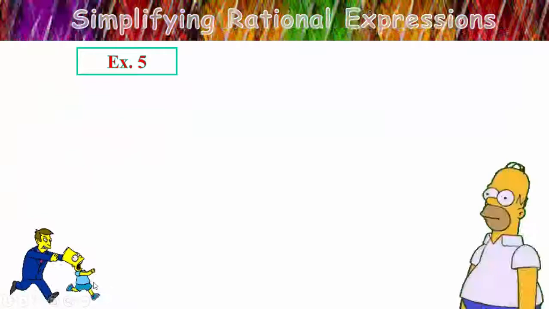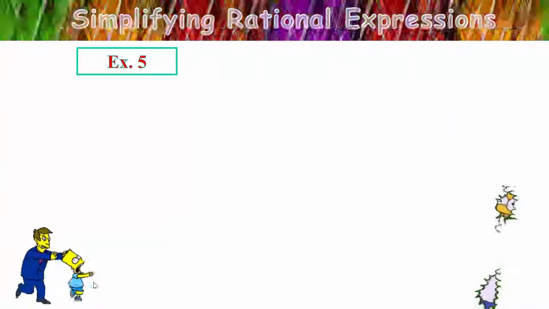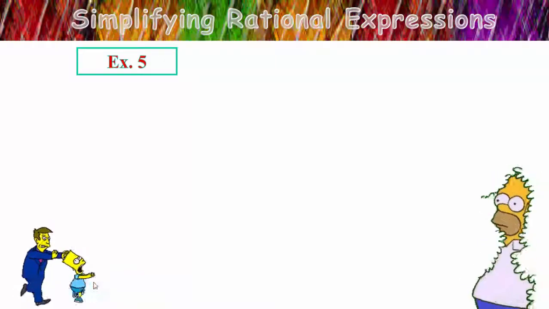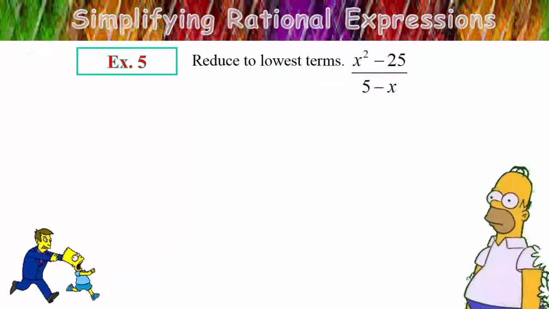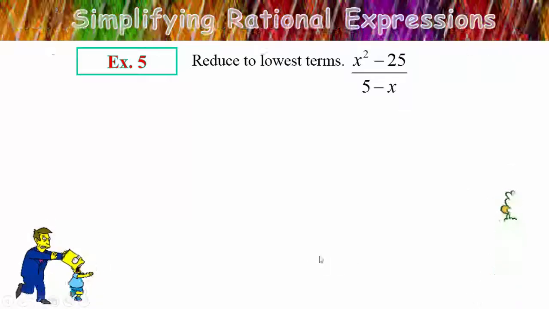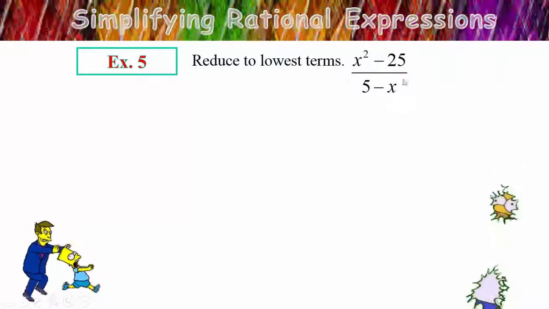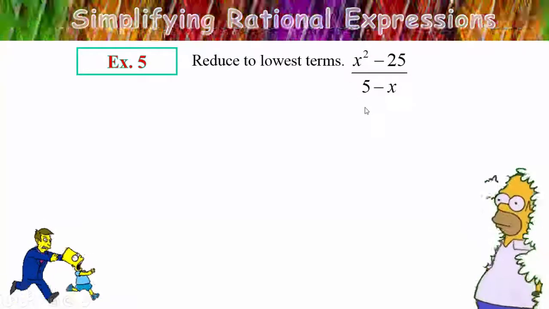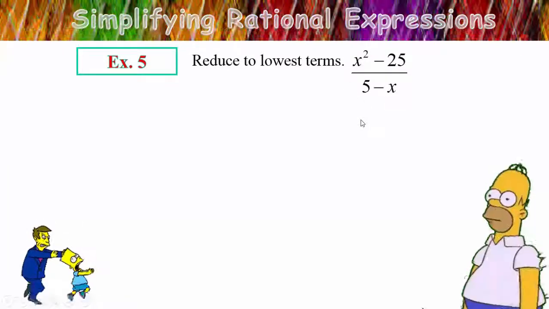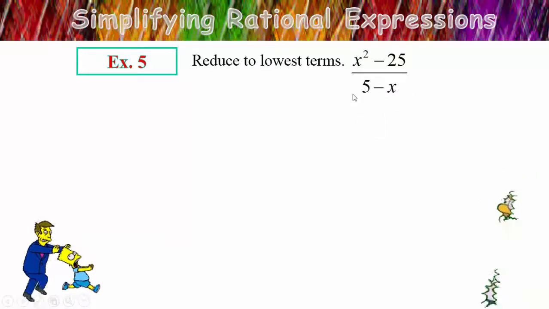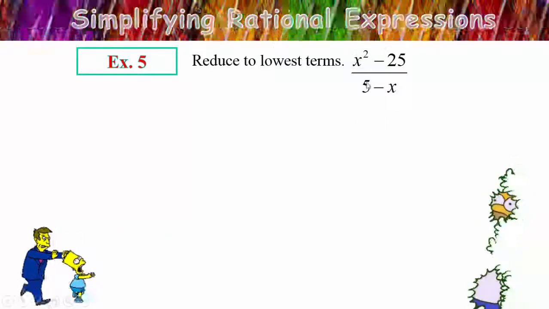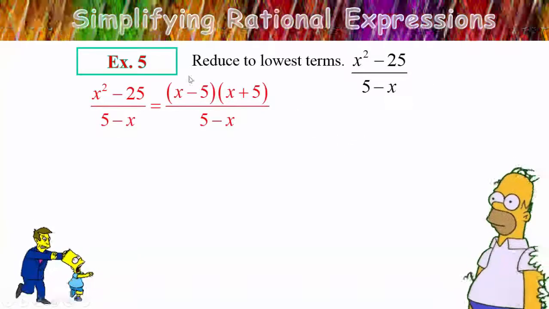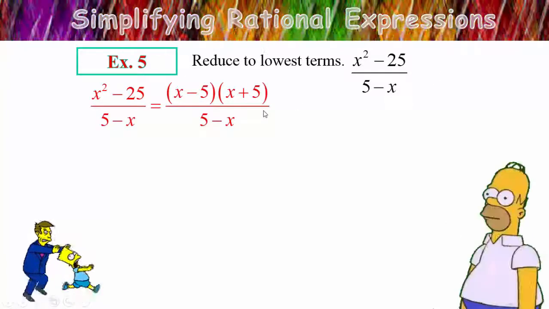So let's look at example number 5. And here we want to reduce this to lowest terms. Now again, as I said before, we want to factor first. We don't want to start canceling things out before we factor, because that's a no-no. We don't want to kill any kittens. So what I'm going to do is factor the top, because it's a difference of 2 squares. And there I have it for the difference of 2 squares.